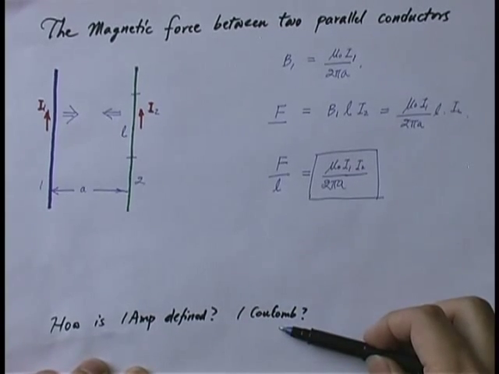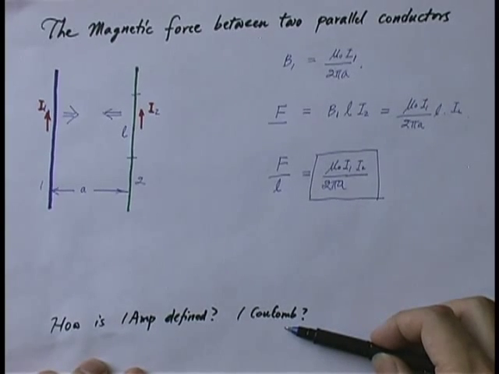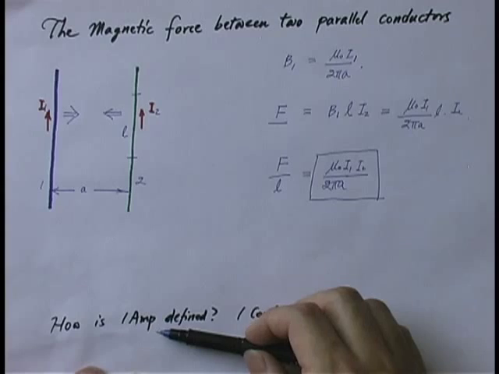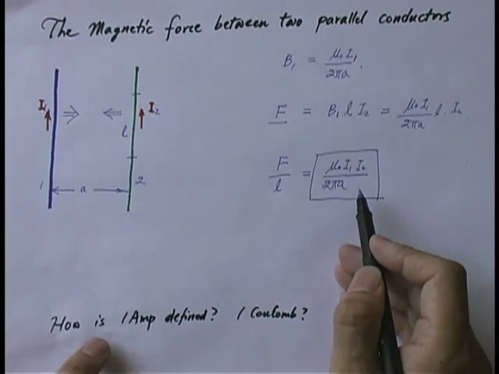So that's how it goes. The fundamental unit is amp, not coulomb. Coulomb, believe it or not, is a derived unit, even though for pedagogical reasons we always define coulomb first and then amp, but in reality the definition goes backwards. How is 1 amp defined?